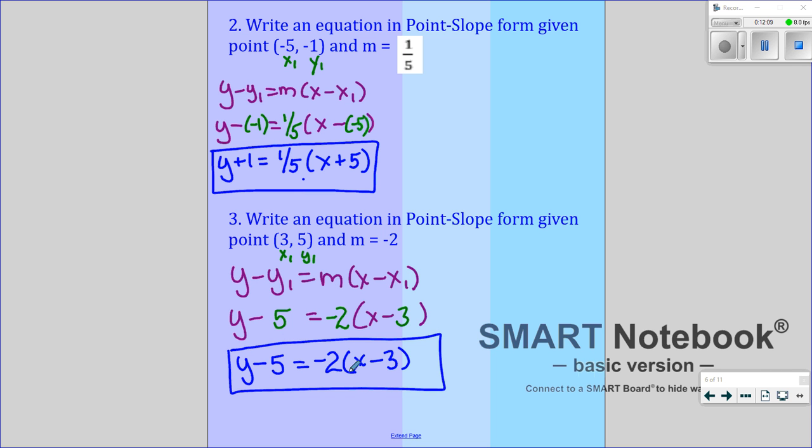Don't resist the urge. I mean, actually, resist the urge. That's what I meant to say. Resist the urge of trying to distribute, because I don't want to see negative 2x plus 6. That is not the point slope form. All right.